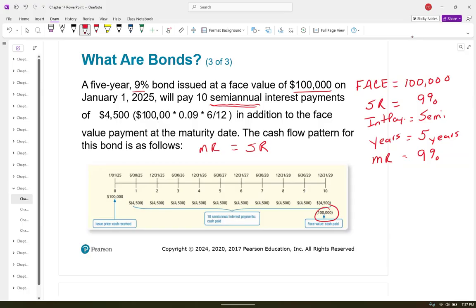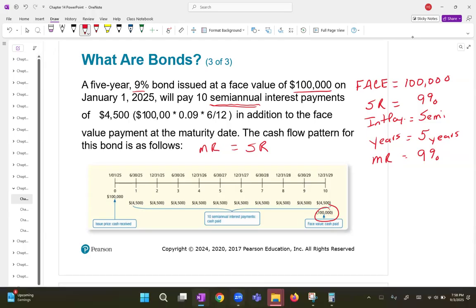Right here at January 1, we're issuing $100,000 of bonds. We're basically borrowing money. This is how we pull money into our business. Every 6 months, there is a $4,500 payment made.